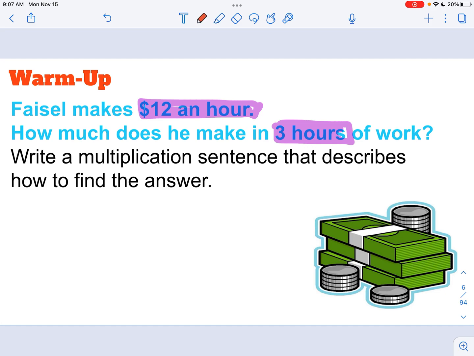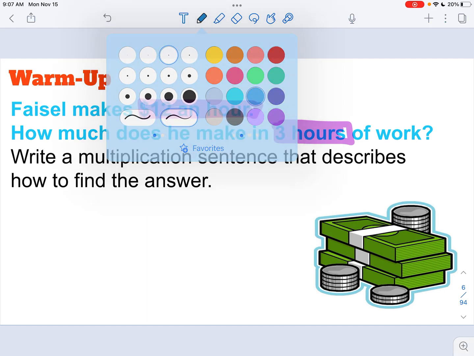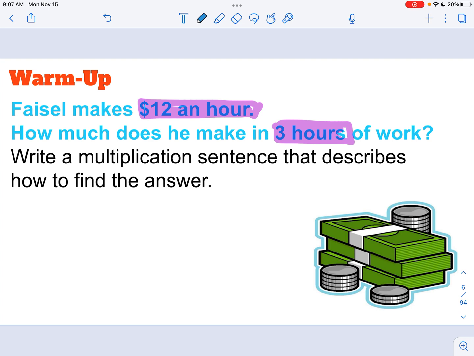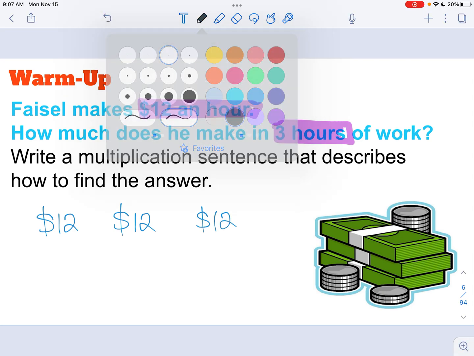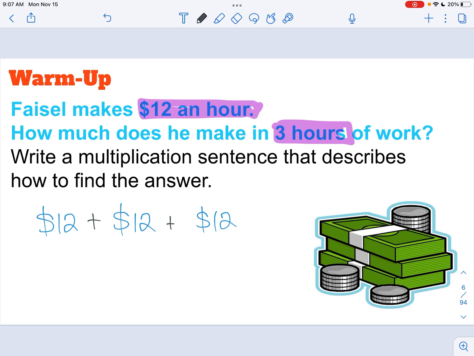Well, I'm going to imagine that I am Faisal and I show up for work. If I work 1 hour, I get $12. If I work another hour, I get another $12. And if I work a third hour, I get $12. So one way to get the answer would be to add those: 12 plus 12 plus 12.